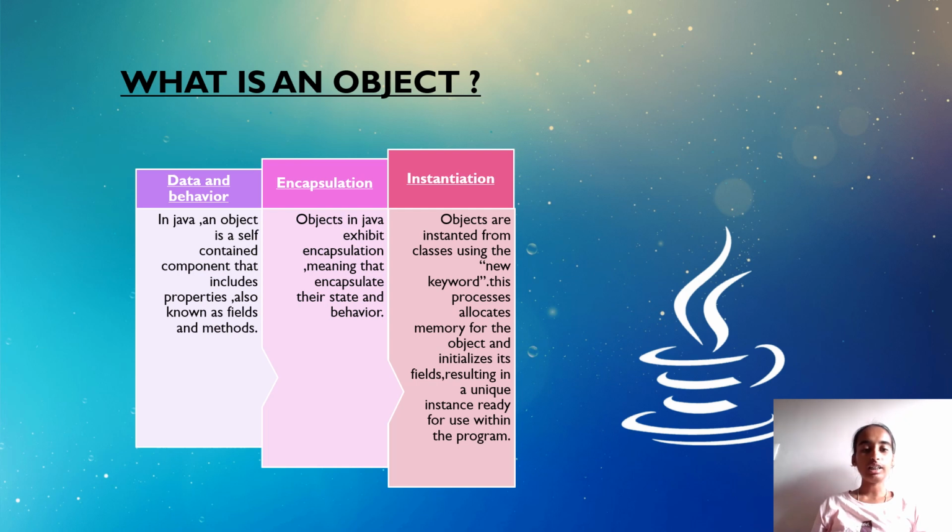Let us study data and behavior. In Java, an object is a self-contained component that includes properties, also known as fields, and methods. Encapsulation. Objects in Java exhibit encapsulation, that means that they encapsulate their state and behavior. Instantiation. Objects are instantiated from a class using the new keyword. This process allocates memory for the object and initializes its fields, resulting in a unique instance ready for use within the program.